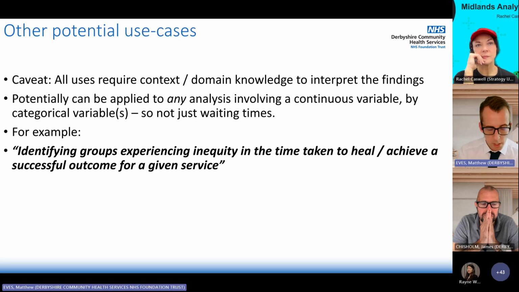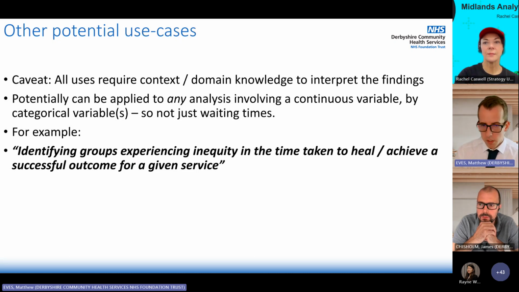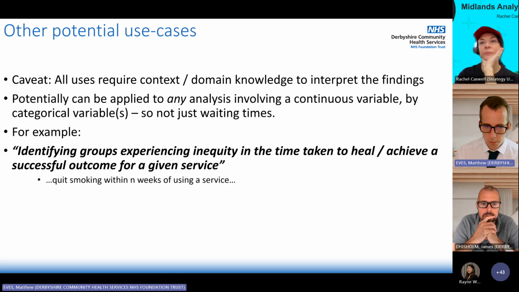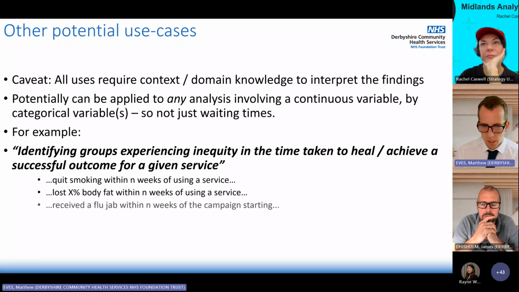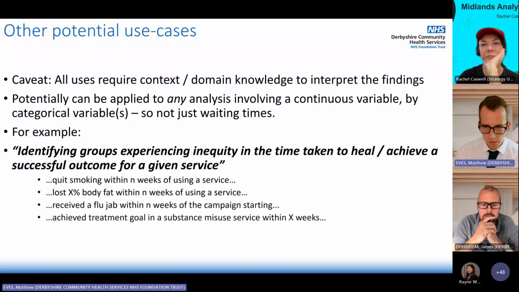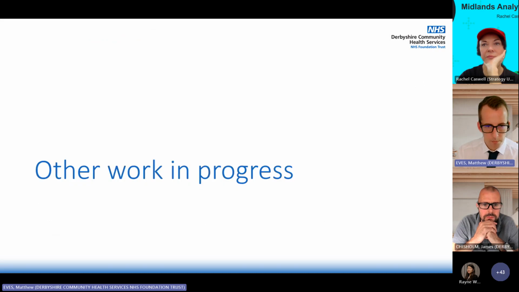People on this call might be aware that there's a three-part focus in terms of equity, certainly in healthcare: equity of access, equity of experience, equity of outcomes. And so in this example, while we focused so far on equity of access, we could apply this to equity of outcomes or reviewing other process measures. Like quit smoking within N weeks, lost X% body fat within N weeks, received a flu jab in N weeks of starting a campaign, achieving a treatment goal in substance misuse within X weeks, or discharge from A&E within X hours, for example.